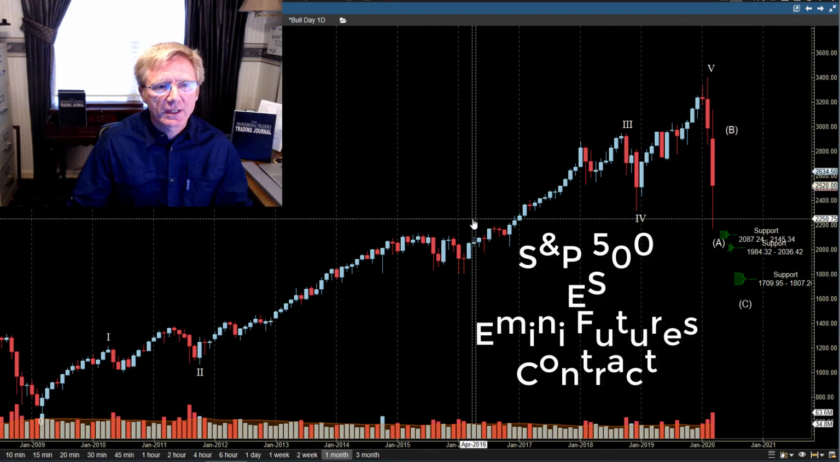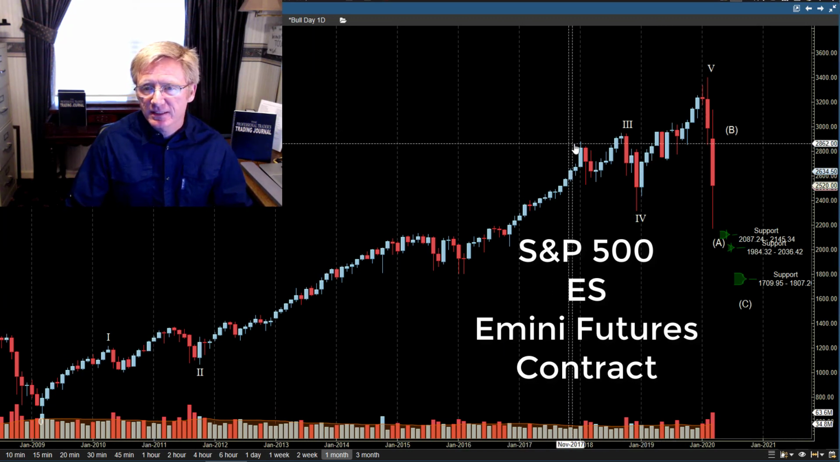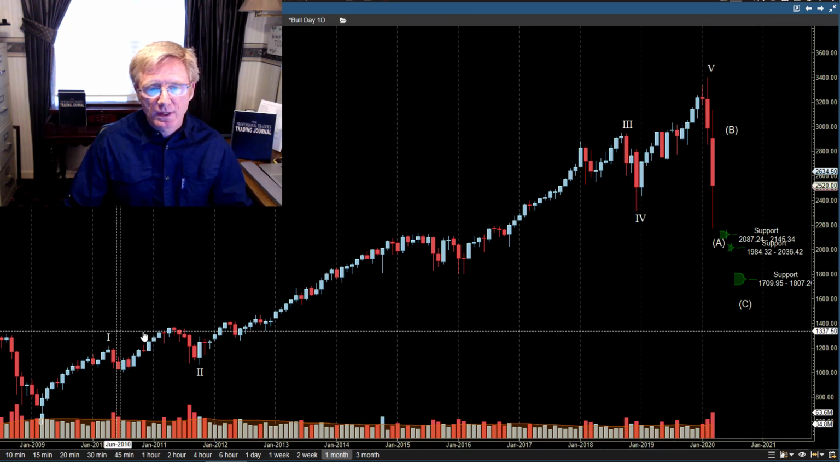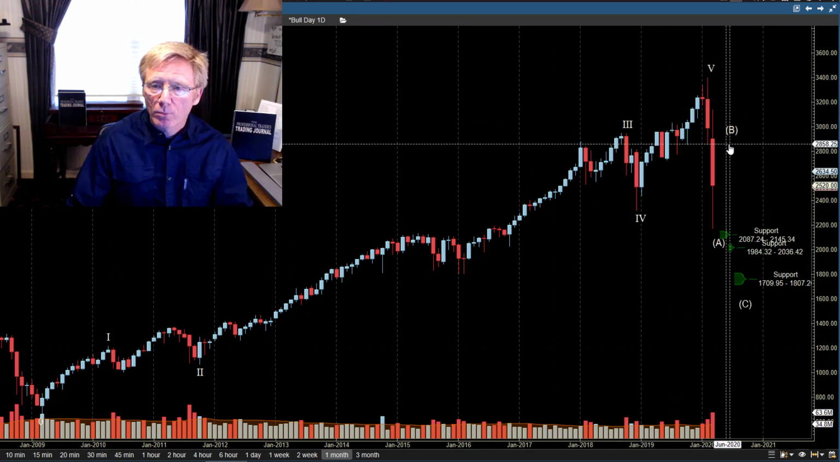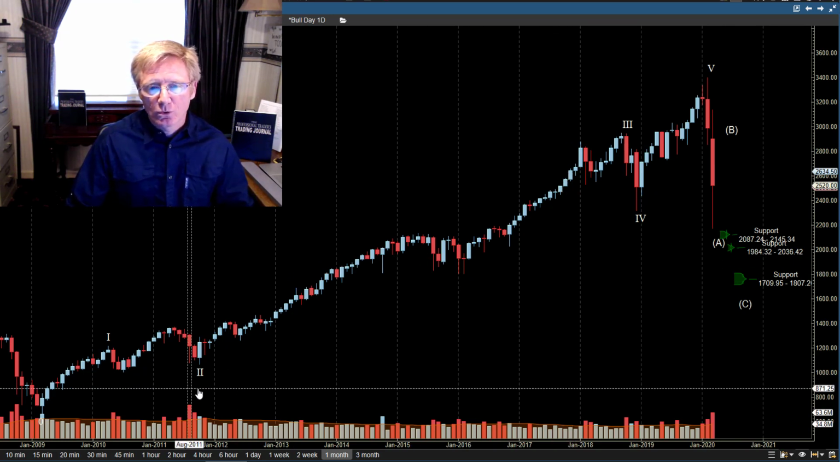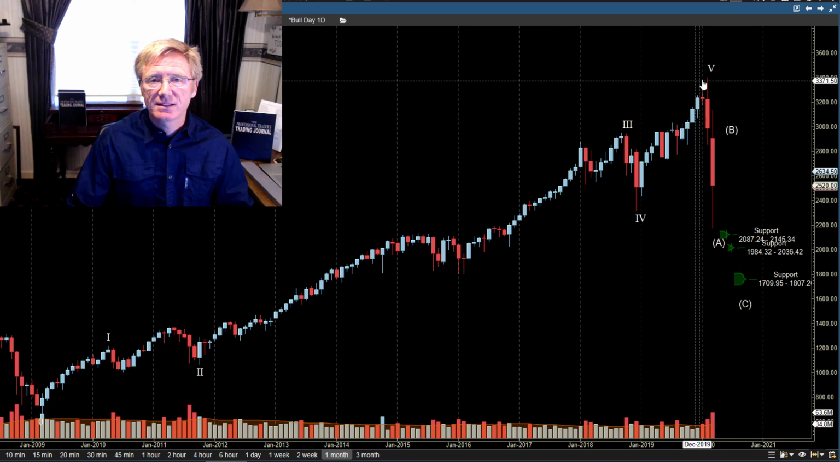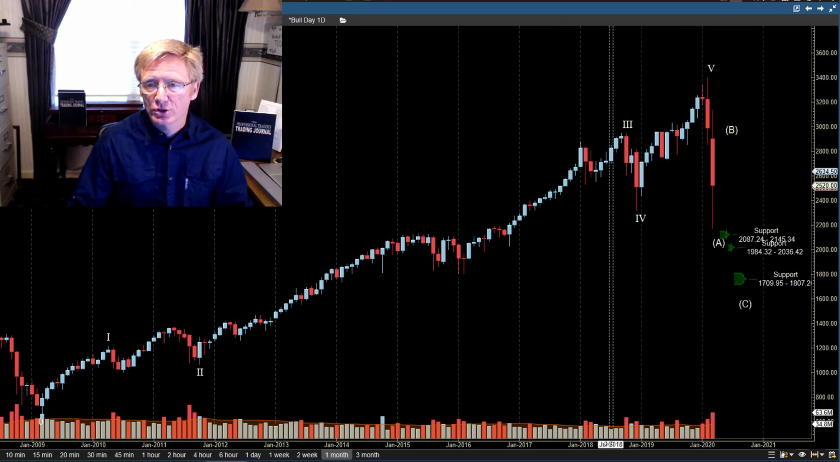Okay, right here we're looking at the monthly for the ES. I'm listing this way as a 1, 2, 3, 4, 5, and this bull market run is over. That is my bearish count. I also have a bullish count. So this says that the bull market is over and we're going into a large correction.